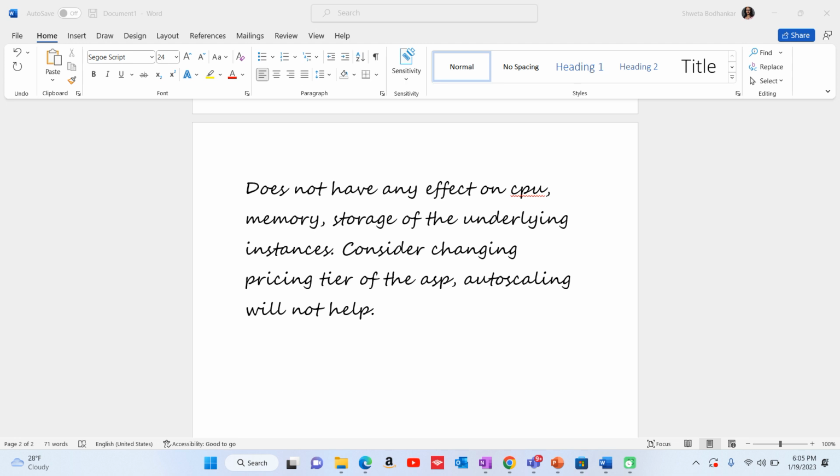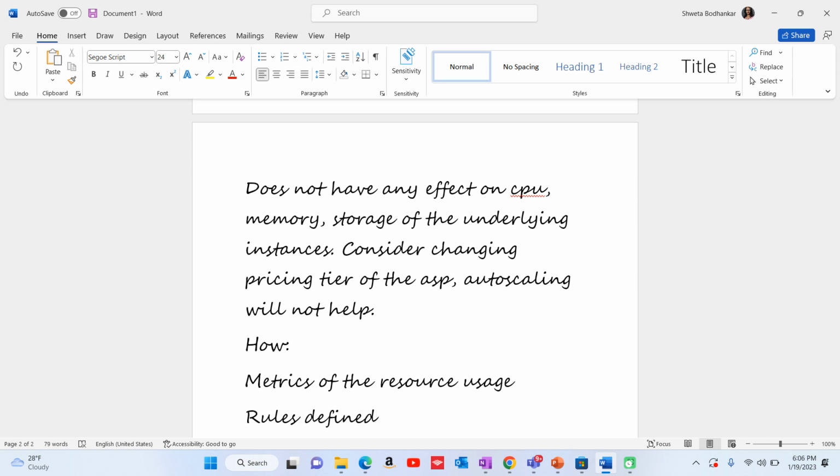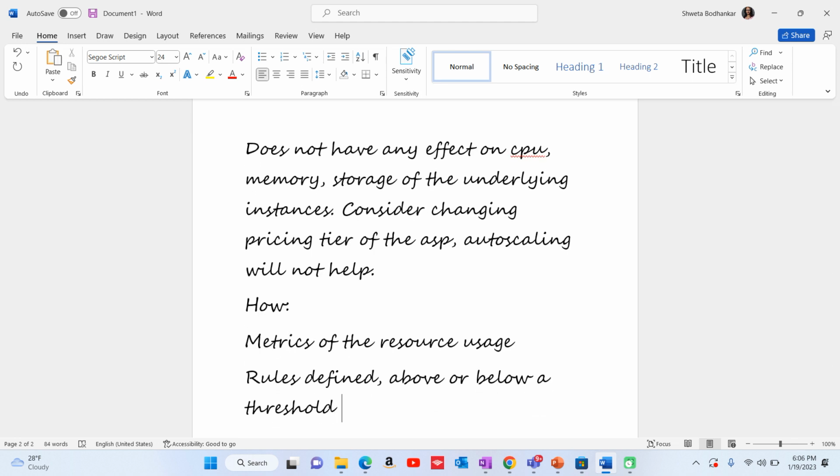Okay, so how does Azure determine this, or how is this happening? As I mentioned, metrics of the resource usage are the important way of detecting a situation. Let us say you have rules defined saying that if the metrics are above or below a threshold, then you need to scale in or scale out. Those kinds of rules you can define depending on the metrics being captured for the resources.